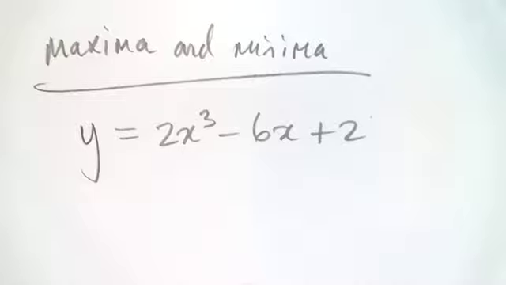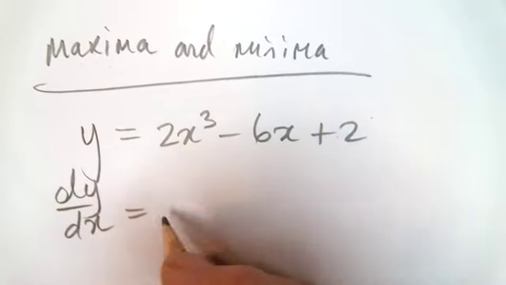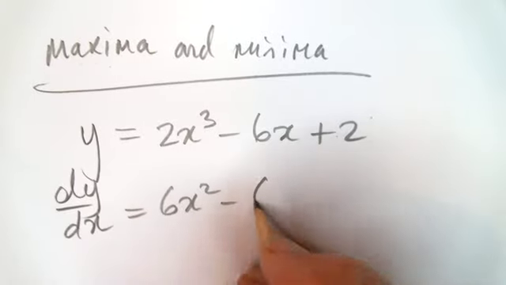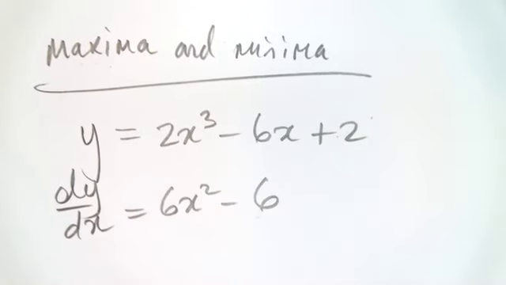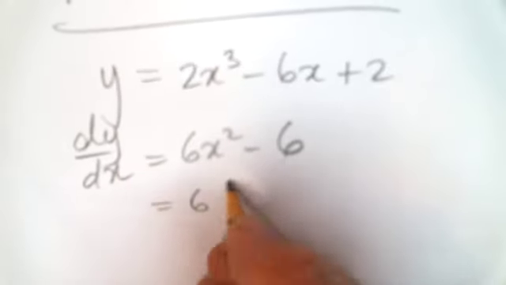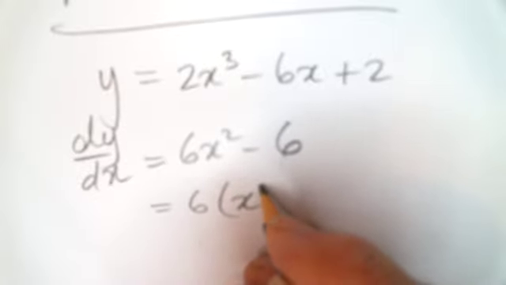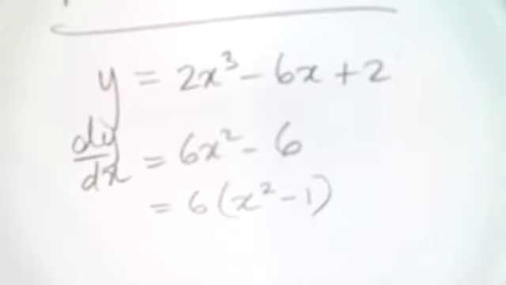And to find the turning points, I'm just going to differentiate it. So dy/dx is equal to 6x squared minus 6. If we then go ahead and factorize this, we're going to get a 6, and x squared minus 1. That would be fine.